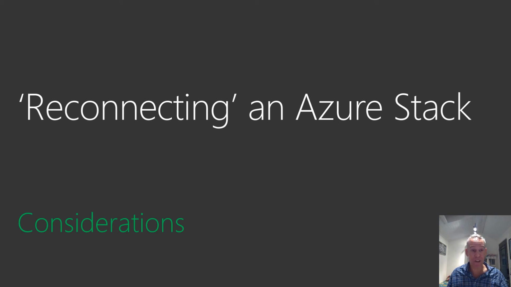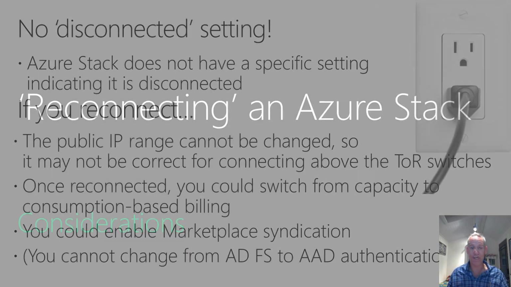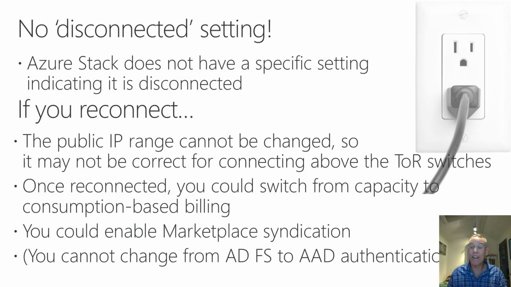It's possible that your disconnected Azure Stack may get reconnected at some point. So what are the conditions there? As I said at the start, there's no disconnected setting for Azure Stack. It's not like you have to move a slider to say, I'm connected. But there are some things that cannot be changed. You can't change the initial IP address range, the public IPs that you picked. So if you connect it somewhere you weren't expecting to, that range may not be appropriate for connecting above the TOR switches to the border devices. That might be a problem for you.